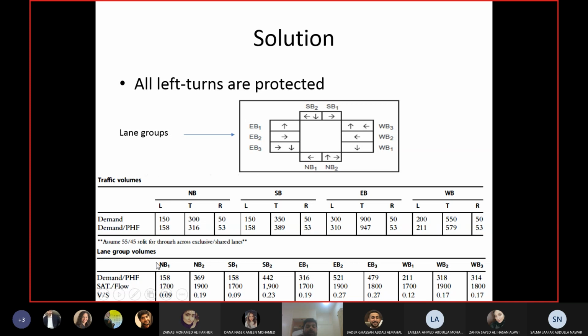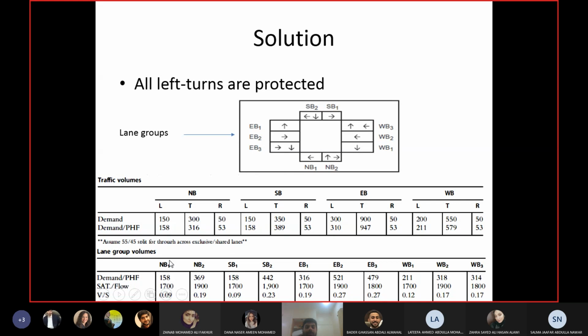Then you have to assign the flow rates which you have calculated after dividing to each lane group. So for example, northbound 1 lane group, they have coded the lane groups. Okay, so northbound 1 is the lane group which is taking the left turn. So for left turn, I have only 1 lane, so all the left turning flow rate will go in that lane.